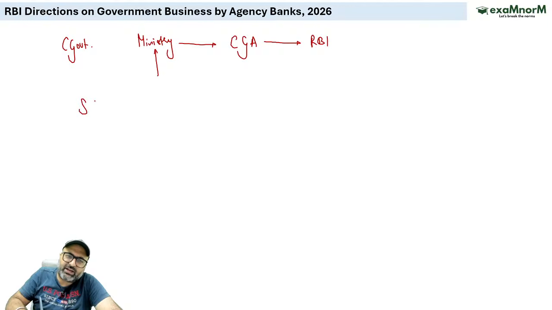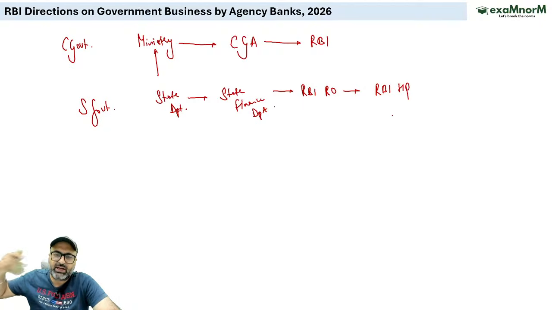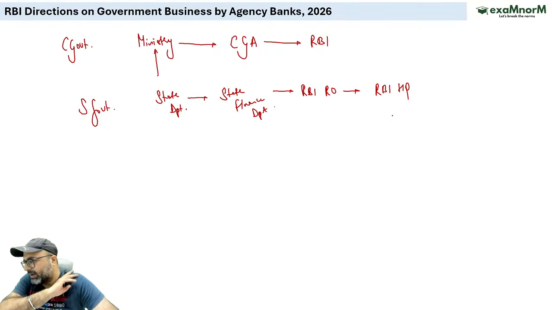In case of state government, the things are pretty different. In case of state government, the state department will receive the proposal. It will forward it to the state finance department. The state finance department will forward this proposal to the RBI regional office, and the regional office of RBI will forward it to RBI headquarters, and then finally approval will come, and once the approval is given, then only the bank will be allowed to operate as an agent.